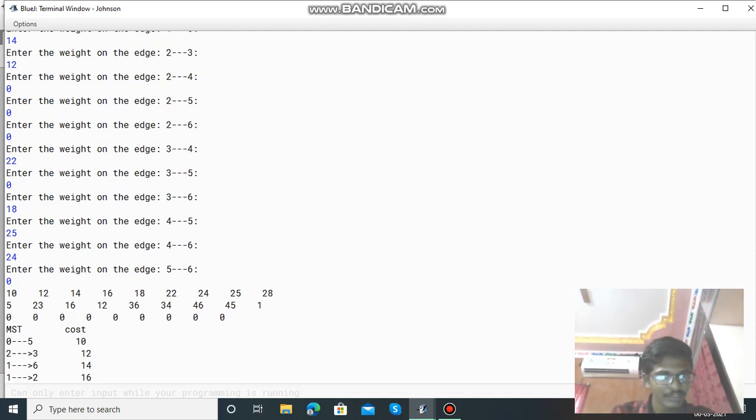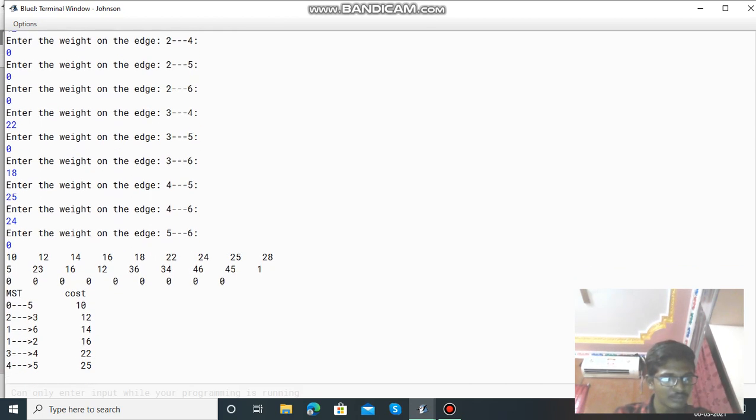18 22 24 25 28 5 23 16 12 36 34 46 45. Then MST: 0 to 5 equals, cost is 10, 2 to 3 is 12, 1 to 6 is 14, 1 to 2 is 16, 3 to 4 equals 22, then 4 to 5 equals 25. Hence proved.